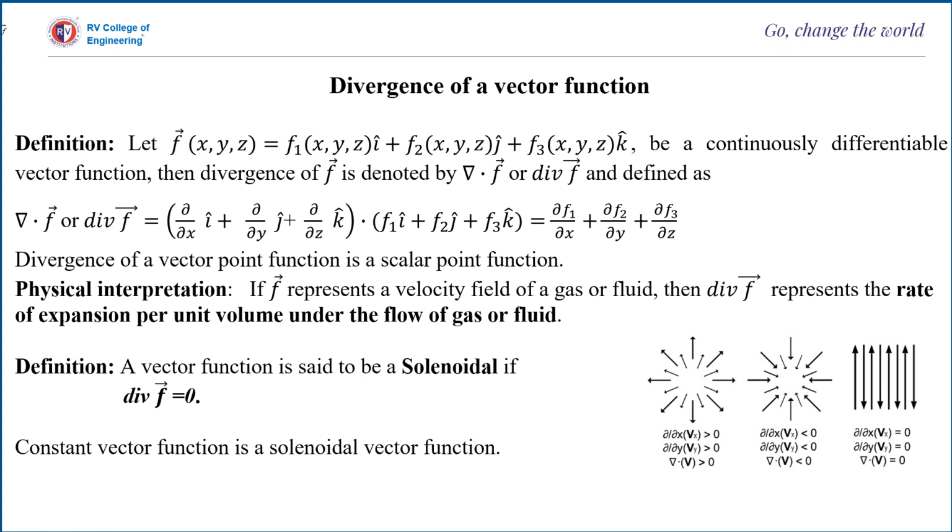When divergence of f is positive, the expansion is away from the origin. When divergence of f is negative, the expansion is towards the origin. When divergence of f is 0, the expansion is vertical.